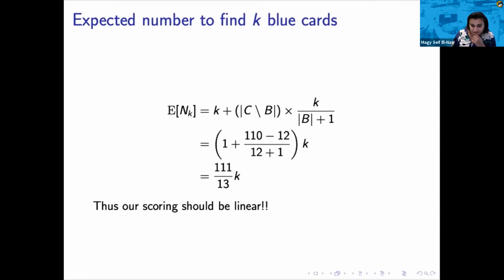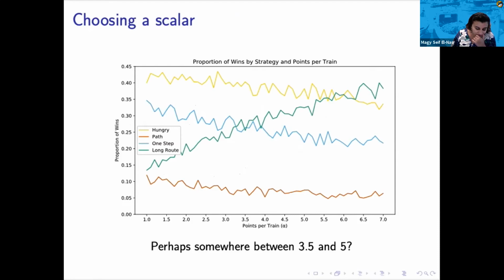The unit doesn't mean much here, but the point is that this is linear. That means the points that you should get per route that you collect should be linear to the length of the route, rather than the way it's currently valued. If we want to choose a scalar, we can simulate a bunch of games over these different points per train that we're going to assign, and we conclude that the game is most fun if we choose something between 3.5 and 5. So we've talked about routes.